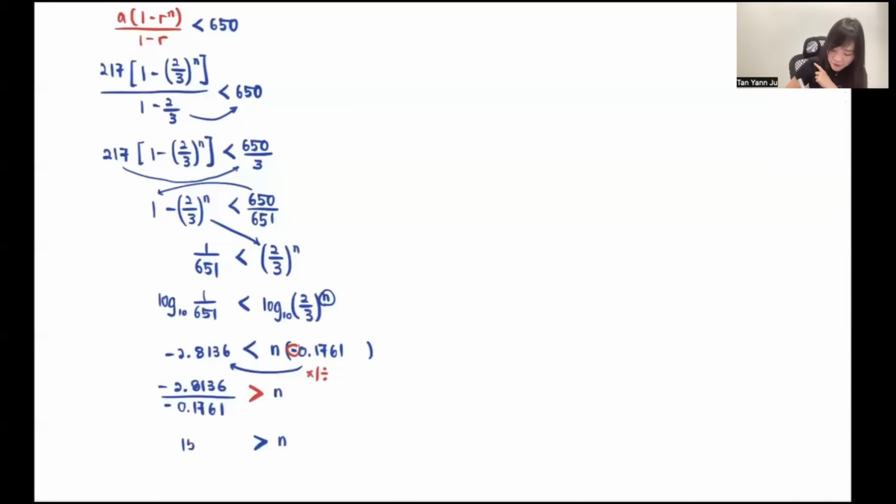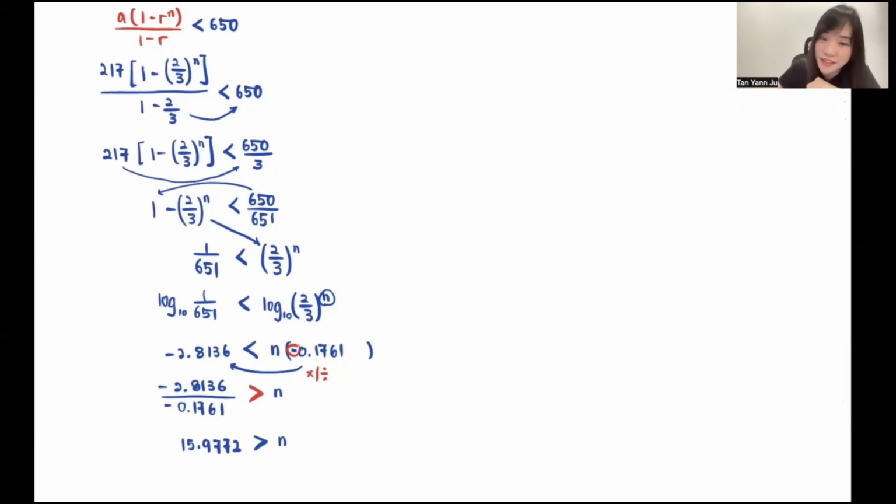I'm getting the answer 15.9772. Don't stop here. This question asks you to find n. n stands for the term, the number of term, like your placing. Will you get 15.977 in your class? No, you either get number 15 or number 16, right? So what is your answer?